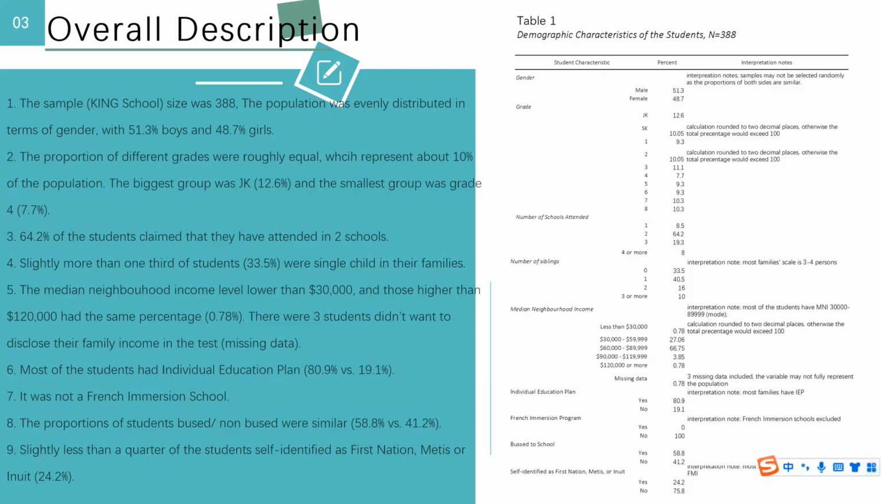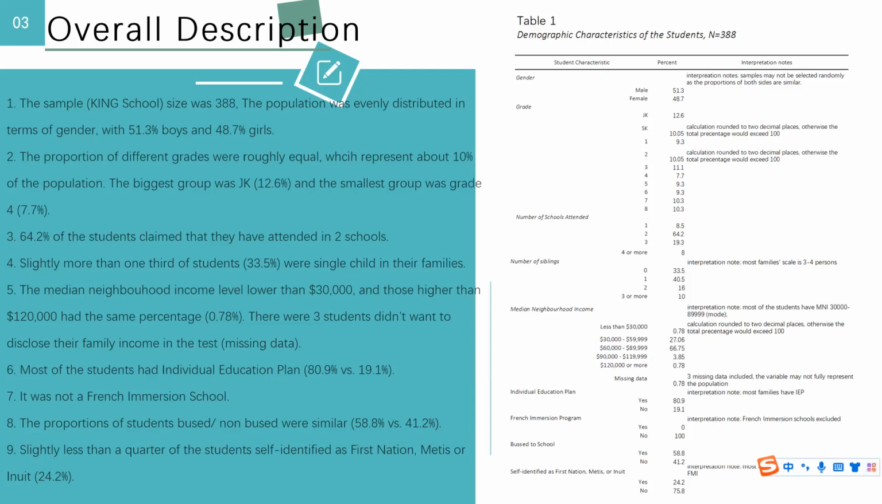64.2% of the students claim that they have attended 2 schools. And it's a very interesting phenomenon that the more schools a student attended, the more affected by their absentee rates. Slightly more than 1/3 of students, which means 33.5%, were single children in their families. Is there any effect in families with siblings or non-siblings on their child's absentee rates? This is a very interesting question to analyze.